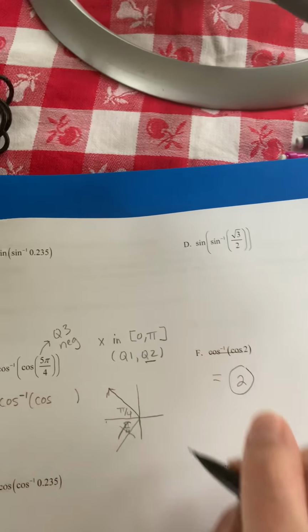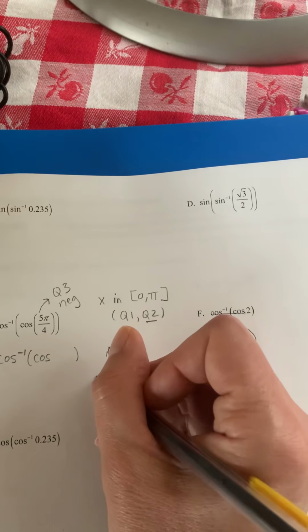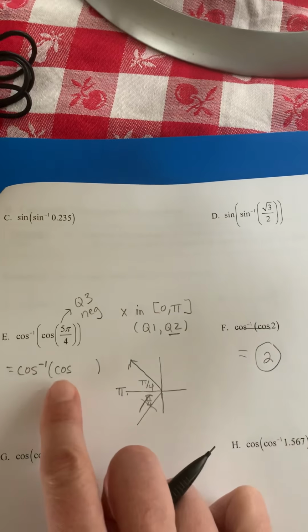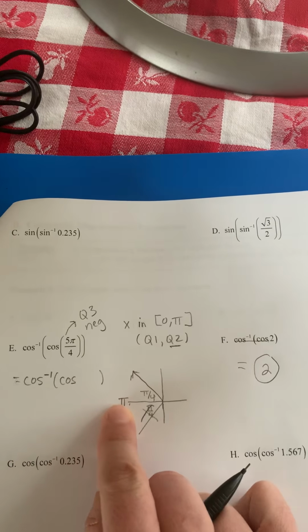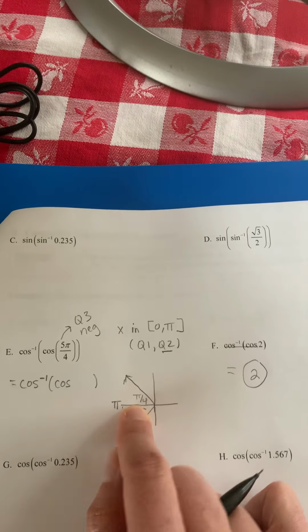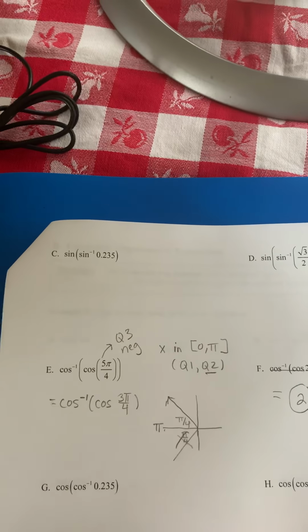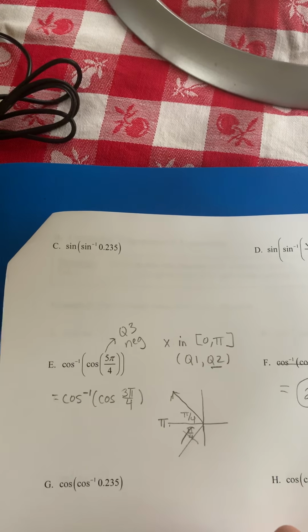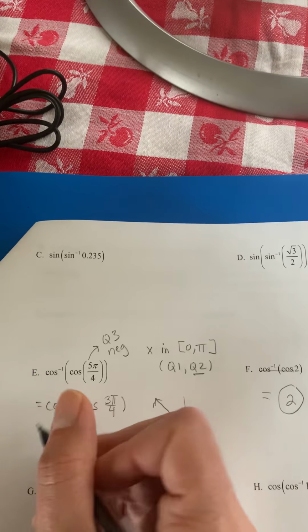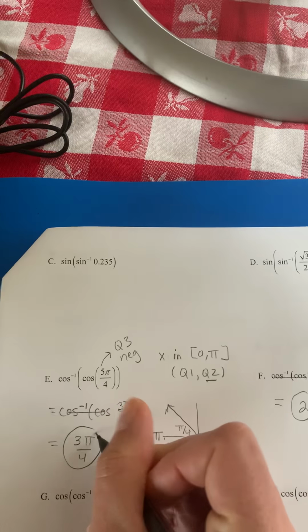So if we put a reference angle of pi over 4 in quadrant 2, it should be easier for us to figure out what goes here. So if we take pi minus pi over 4, we're going to end up with 3 pi over 4. Okay, that's in the range that we want it to be, and now we can do the cancellation. So our answer is 3 pi over 4.